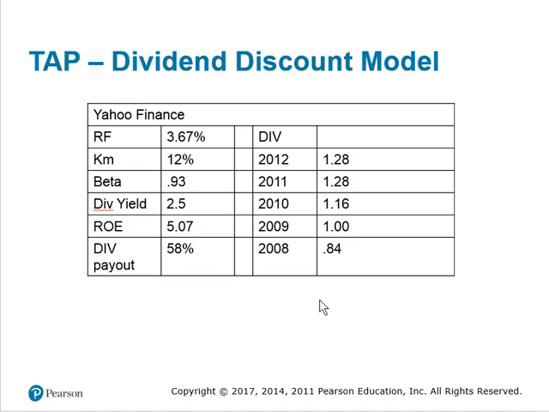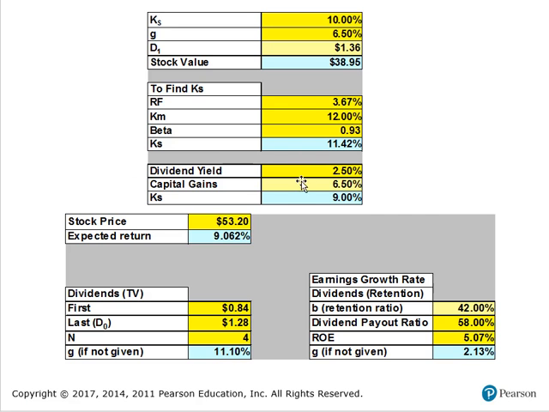So here are the dividends. So what we want to do is input that data into our spreadsheet, right? Let's first start with the rate of return. Here's the information that we have for rate of return. It says K sub S here is 11.42%. So that's nice.